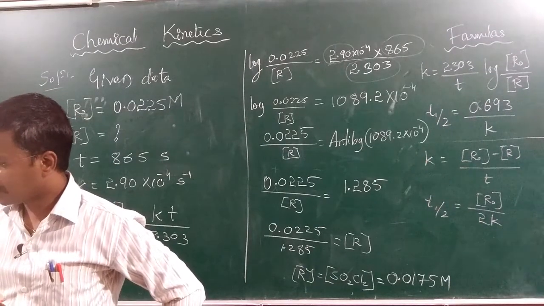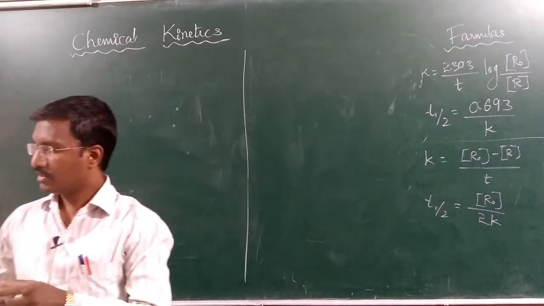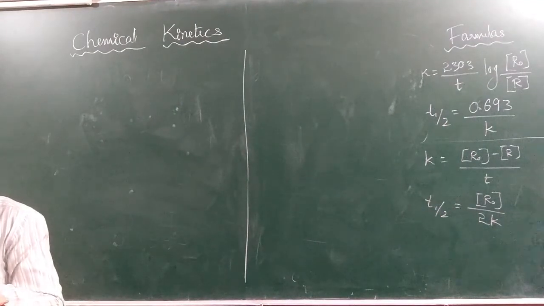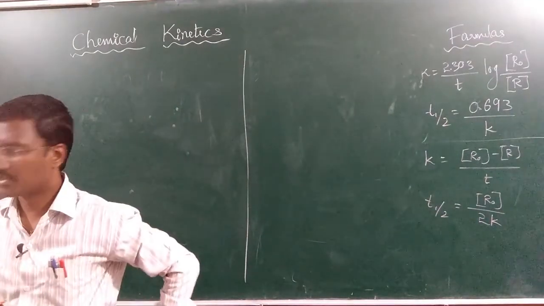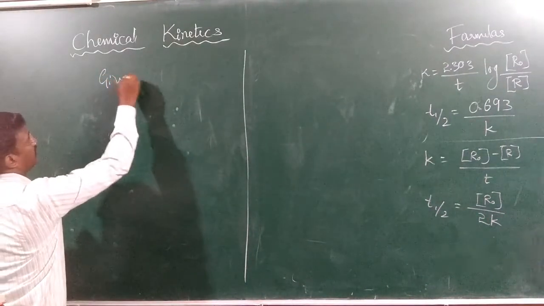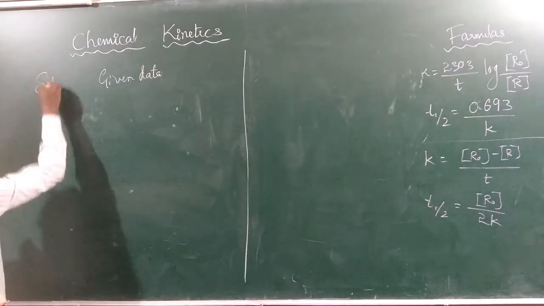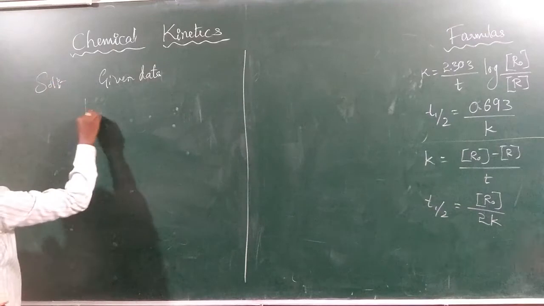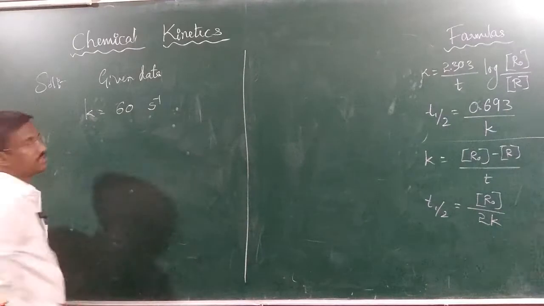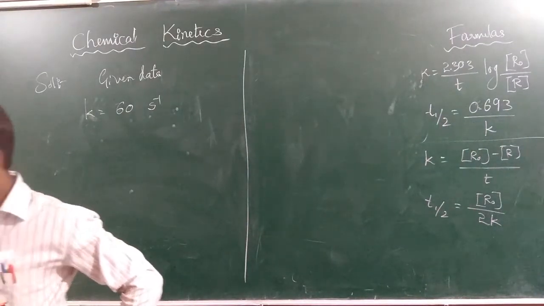And coming to the fifth one, they have given the rate constant for a first order reaction as 60 per second. Rate constant means K they have given. K is equal to how much? Given data. Solution. Small k is equal to 60 per second. And they are telling that the reaction is first order.